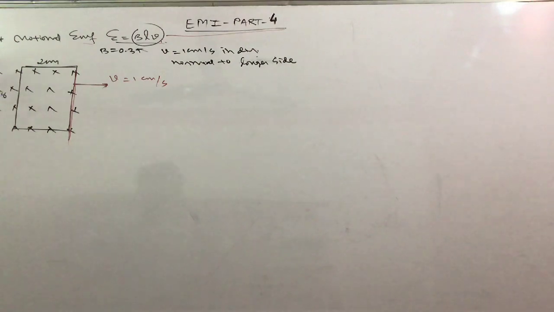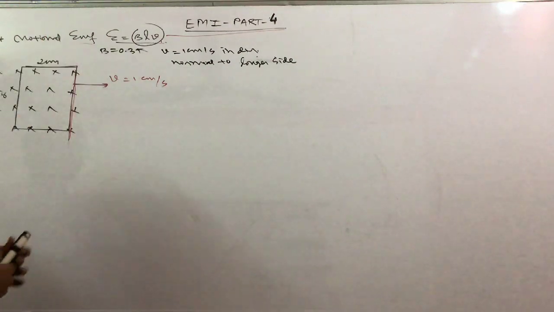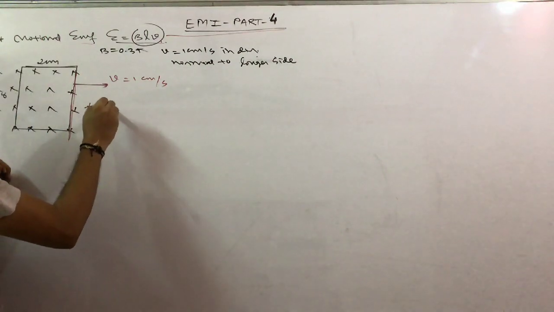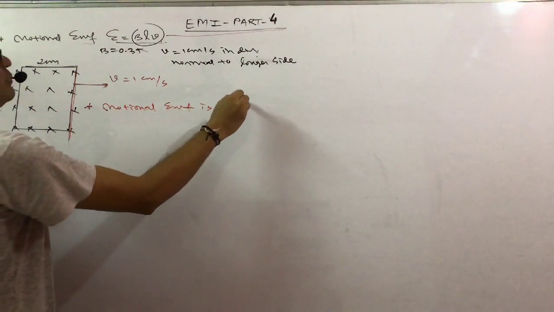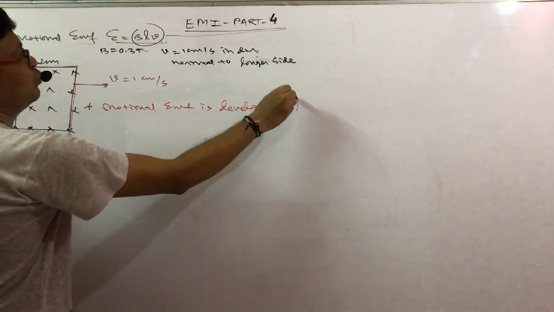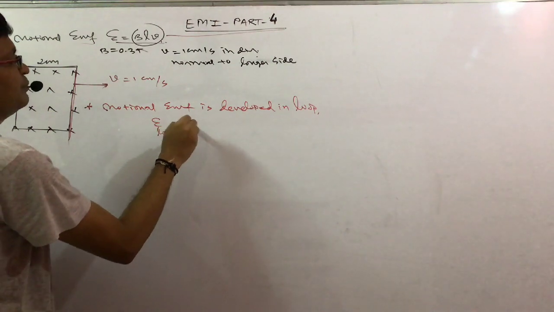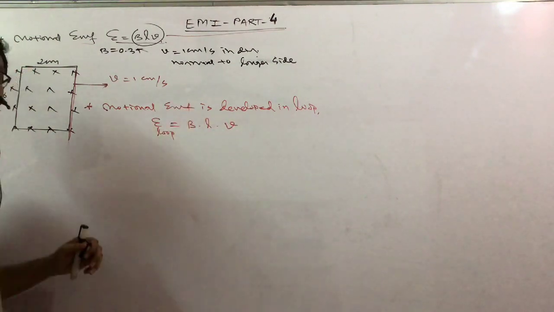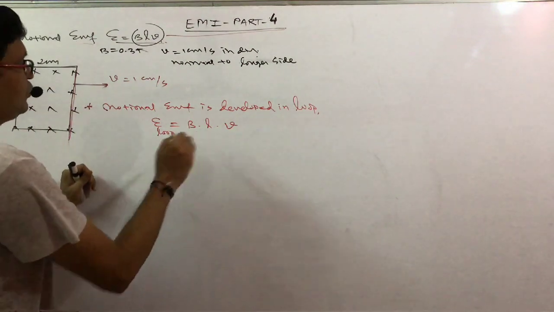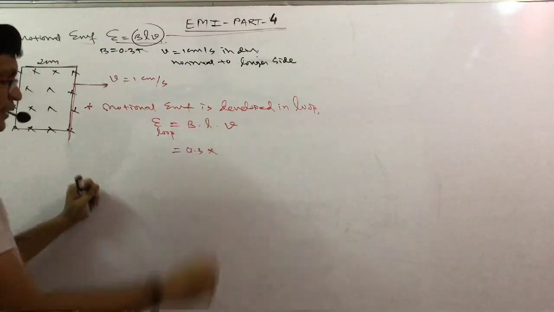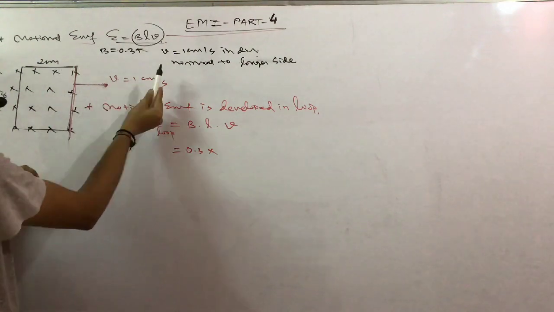Okay, let's solve this. First of all, you can see here that velocity is perpendicular to the longer side. So whatever motional EMF is produced, motional EMF is developed in the loop. It is epsilon loop equal to BLV. You know that very well. What is the formula of motional EMF due to the motion? What is the value of B? It is 0.3 Tesla. Length we will consider here as 8 centimeter because this is the portion already passing through the magnetic field.